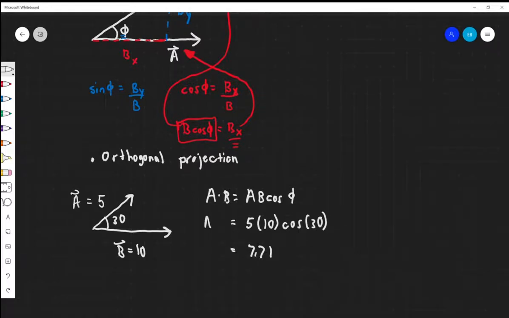And because this is a dot product, also known as the scalar product, this is your answer. It's just a number. The dot product, or scalar product, is a scalar, just a number.